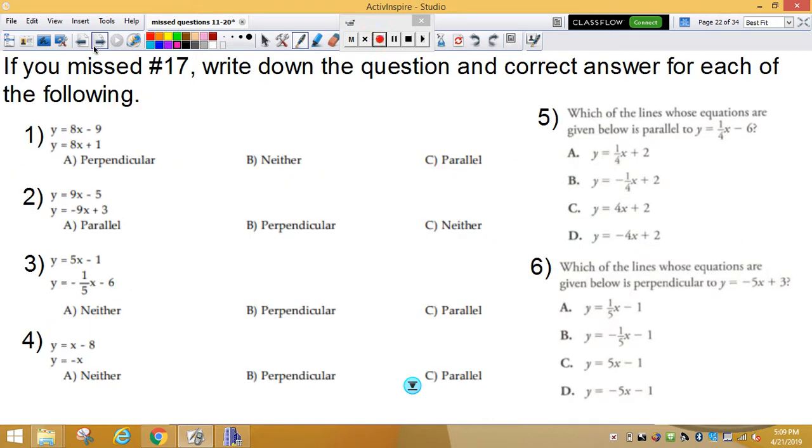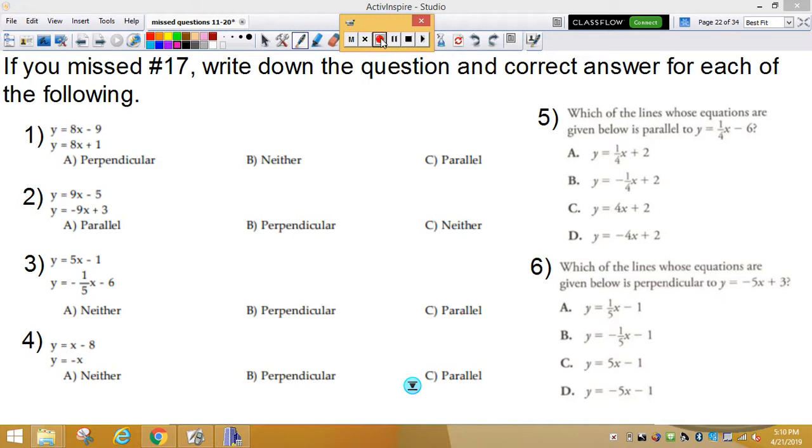If you missed number 17, write down the question and the correct answer. So like number 1, I want both equations written down. I want you to tell me, is it perpendicular, neither, or parallel? So that's how you do 1, 2, 3, and 4. Number 5, I want you to write the question down, and you can just write down A, B, C, or D, which answer is right.